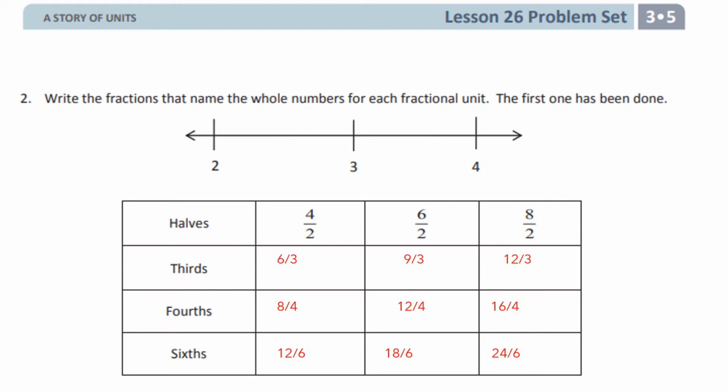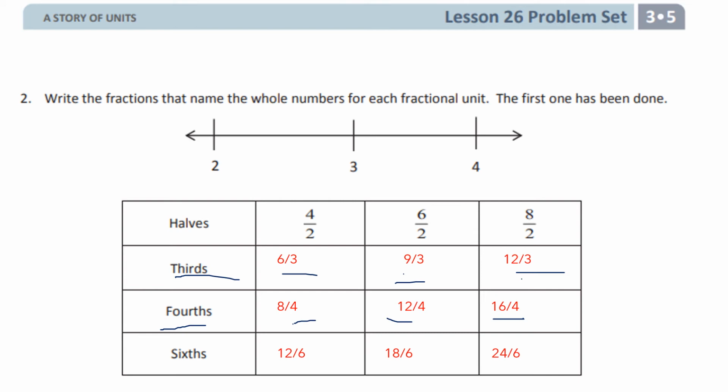So let's go over now the thirds. So we have 6 thirds, 9 thirds, and 12 thirds. And remember, you could have done 3 times 2, 3 times 3, 3 times 4. Now let's do fourths. We have 8 fourths, 12 fourths, and 16 fourths. Again, 4 times 2 is 8. 4 times 3 is 12. And 4 times 4 is 16.